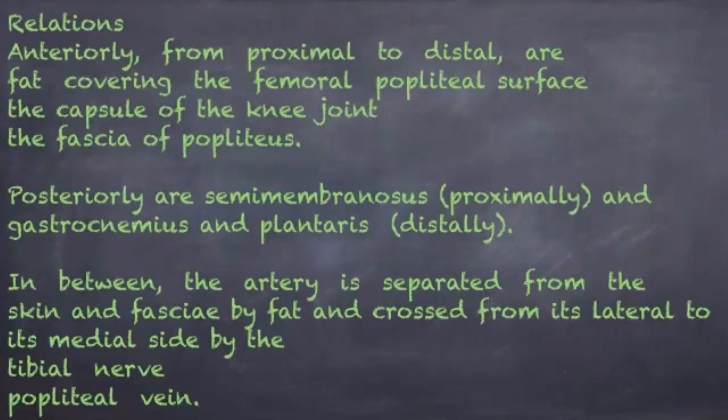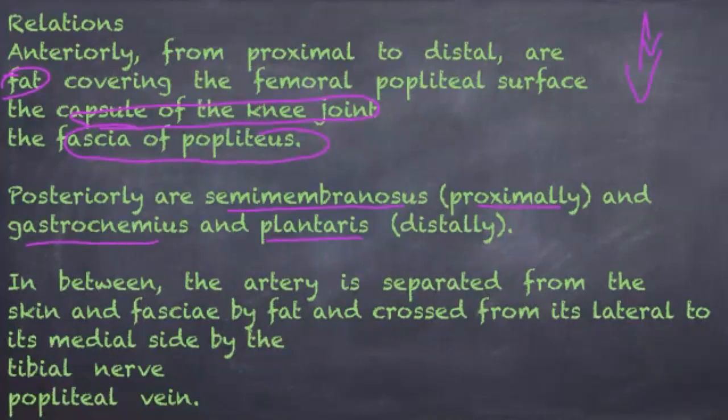Coming to the relations: anteriorly, from proximal to distal, are fat covering the popliteal surface, the capsule of the knee joint and the fascia of the popliteus. Posteriorly are semimembranosus, gastrocnemius and plantaris, right? In between, the artery is separated from the skin and fascia by fat and crossed from its lateral to medial side by the tibial nerve and popliteal vein.